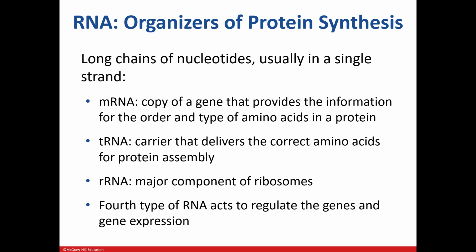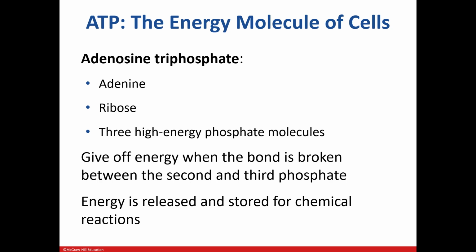RNA is single-stranded, and there are several types. mRNA is the middleman, involved in translation of DNA to proteins. tRNA brings in anticodons and amino acids during translation. rRNA makes up ribosomes, and you also have RNA involved in cell regulation. ATP is the currency of our cells. It is our energy source. The energy is stored between bonds of the second and third phosphates. It is when the bond is broken that the energy is released.